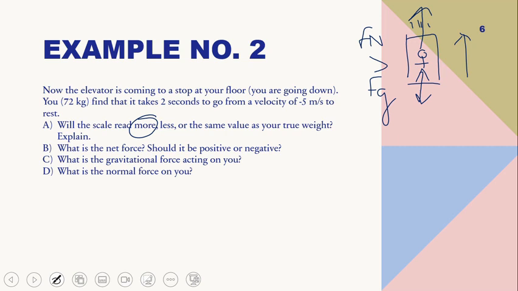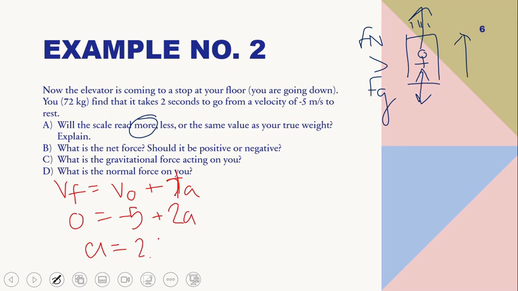We're given your mass, but to find your acceleration, we're going to have to use kinematics equation number 1, which states that the final velocity is equal to the initial plus the time times the acceleration. So now you can just plug in your values of 0 for the final velocity, -5 for the initial, 2 for the time, and you can isolate for the acceleration, which you get is 2.5 meters per second squared.